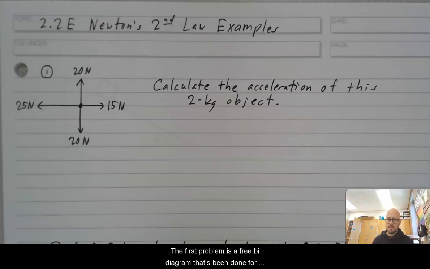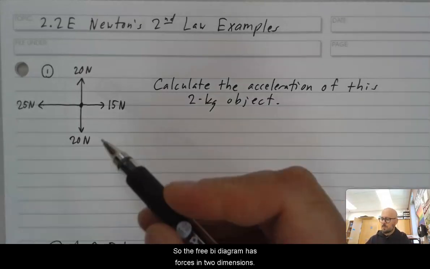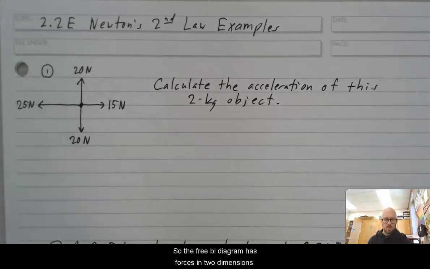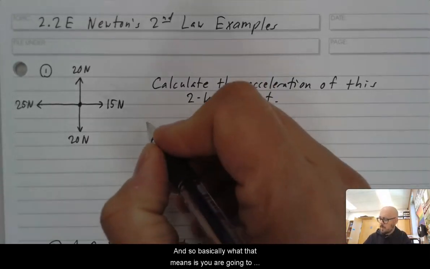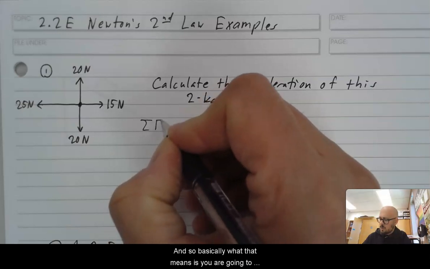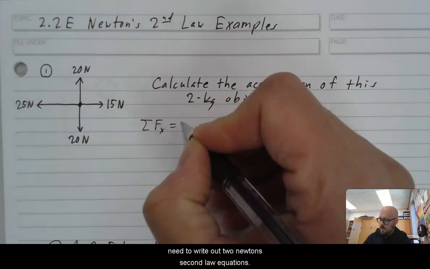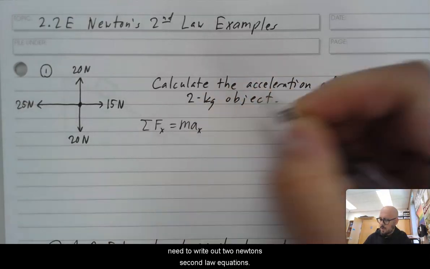The first problem is a free body diagram that's been done for you, and then it says calculate the acceleration of this 2 kilogram object. So the free body diagram has forces in 2 dimensions. And so basically what that means is you are going to need to write out 2 Newton's second law equations.